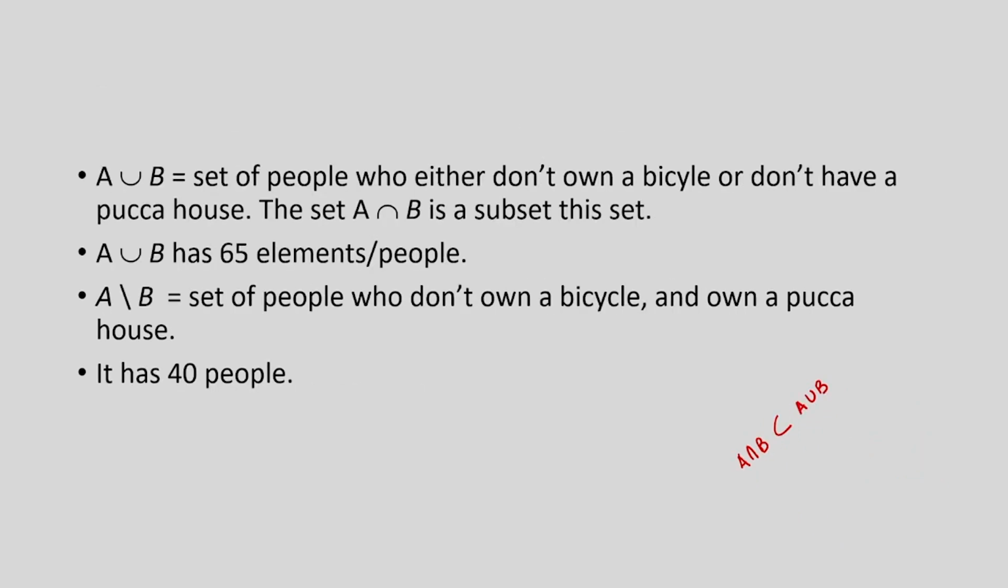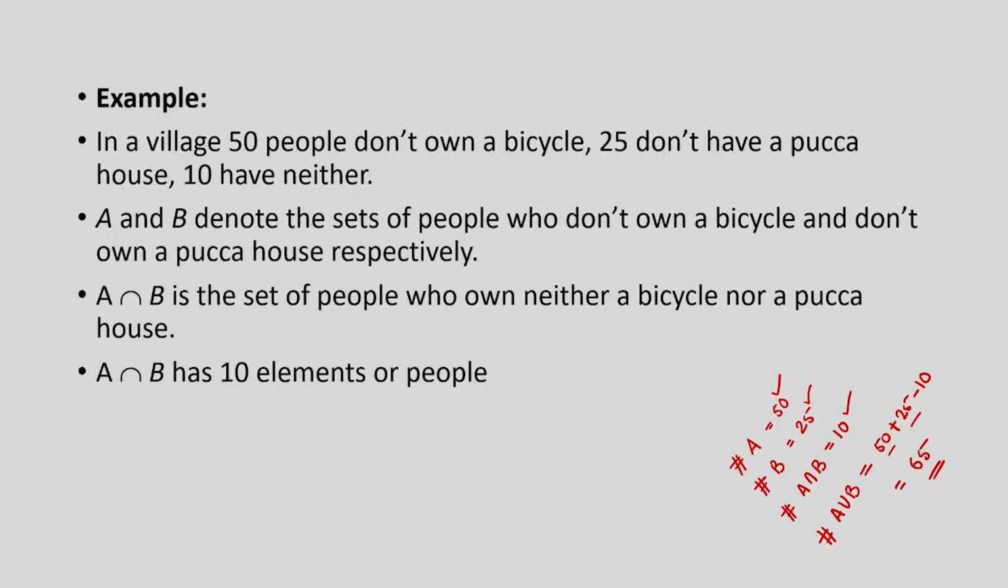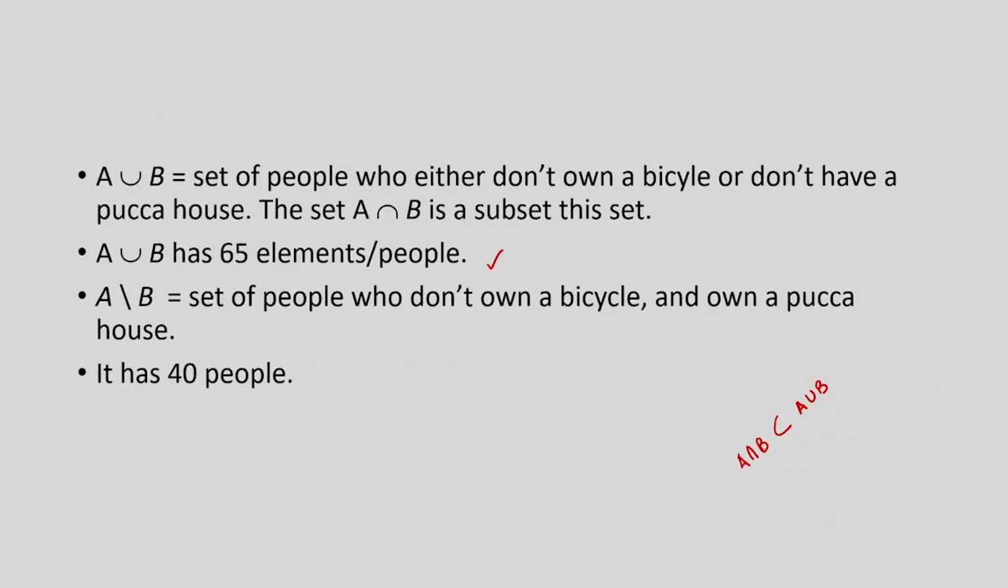Okay, so that is there, this has been done. A minus B, set of people who don't own bicycle and own a Pakka house. Okay. So, there are some people who don't have a bicycle, right, they belong to A. At the same time, they have a Pakka house, that means they do not belong to B. If you belong to B, you do not have a Pakka house. So, if you do not belong to B, you have a Pakka house. So, who are these people who do not have a bicycle but have a Pakka house? So, how do I find that number?